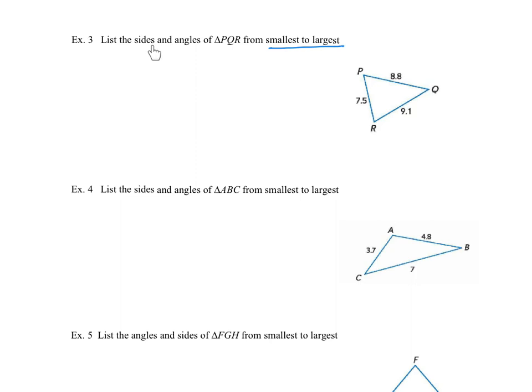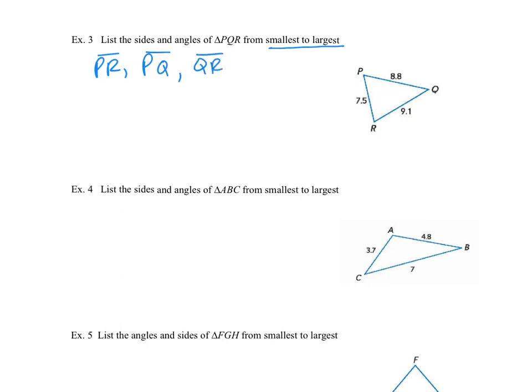So let's start with these sides. Let's find the smallest side. Well, the smallest side would be the side with the shortest measure, so that would be PR. So our shortest side is PR, okay? And then the next bigger side would be the side that measures 8.8, so that would be PQ. And then that leaves the largest side of 9.1 to be QR. You can call it QR or RQ, it doesn't matter.